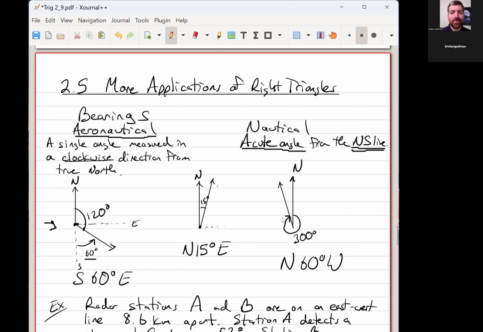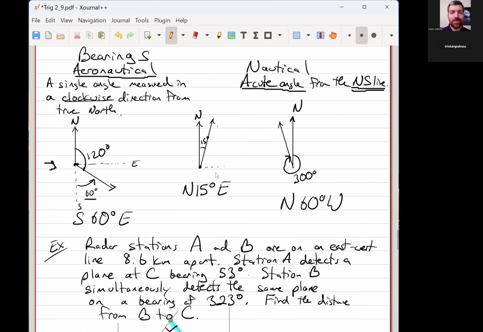300 here, that's a northwesterly direction. So north. And 300 is almost the full rotation. It takes 60 degrees to go back to 360. So north 60 degrees west. Just practice with these and you'll get it down. So aeronautical, nautical.